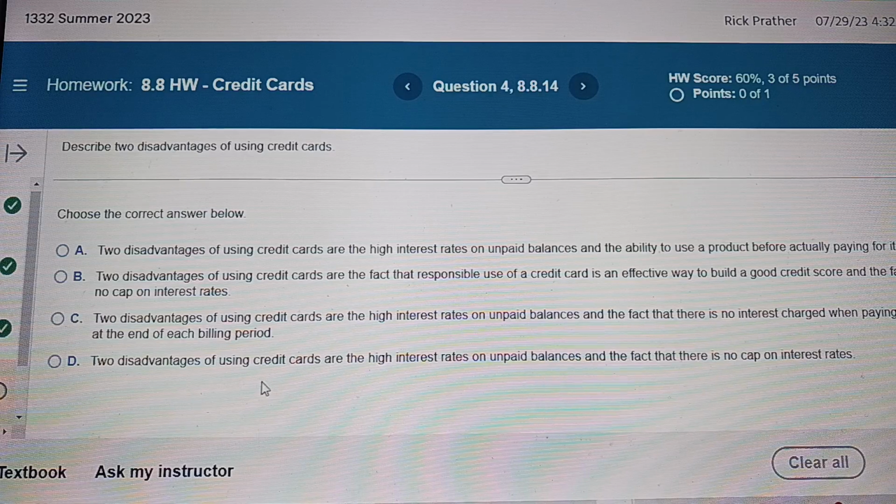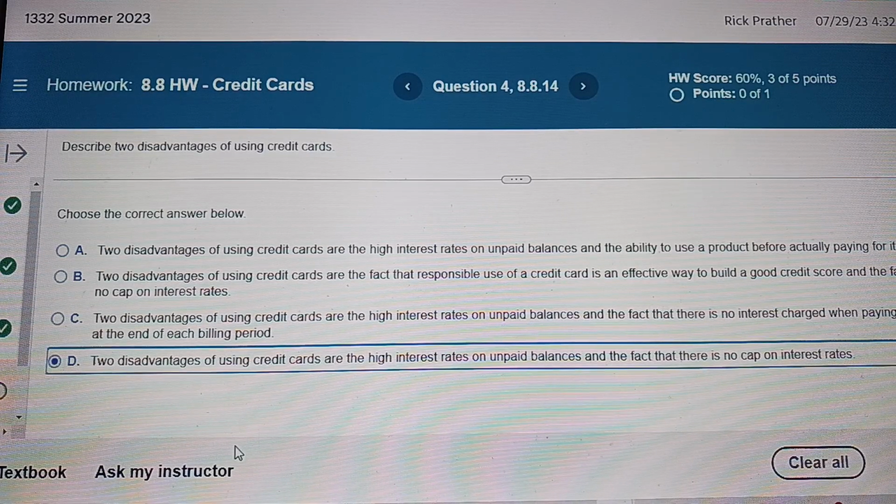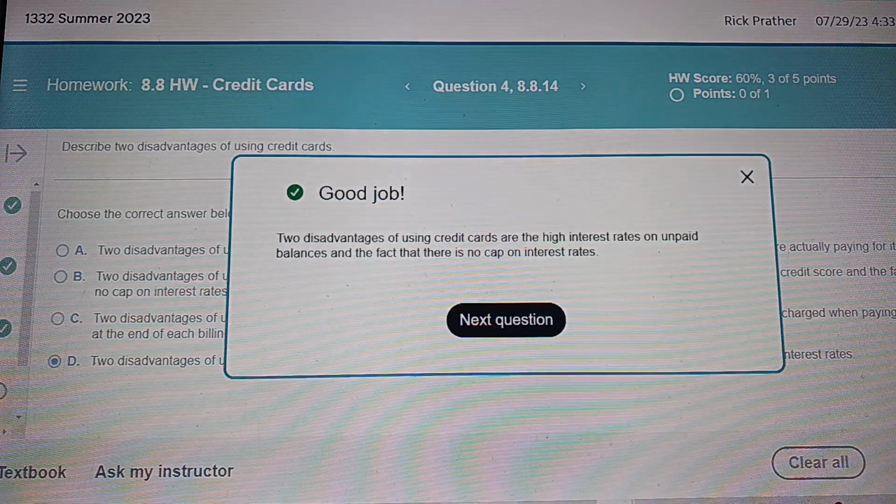Two disadvantages of using credit cards are the high interest rates, yes. And there's no cap on interest rates. Yeah, see, there's credit cards that charge like 20 or 30% interest. So if they know you're desperate, they'll just keep increasing that. Just like on rent, they'll keep increasing your rent every so often. So those are bad disadvantages.